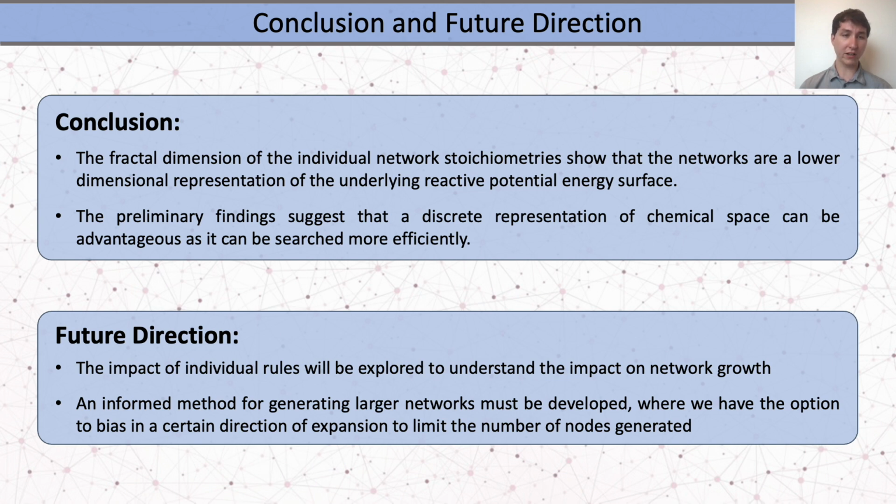Some future directions are looking at the impact of individual rules and seeing how they impact the growth of our networks. Another direction is looking at an informed method for generating larger networks, because right now it is computationally prohibitive to really build out very, very large networks because the number of nodes and edges scales very fast. So having a way to bias which nodes are generated and expanded would be very beneficial.